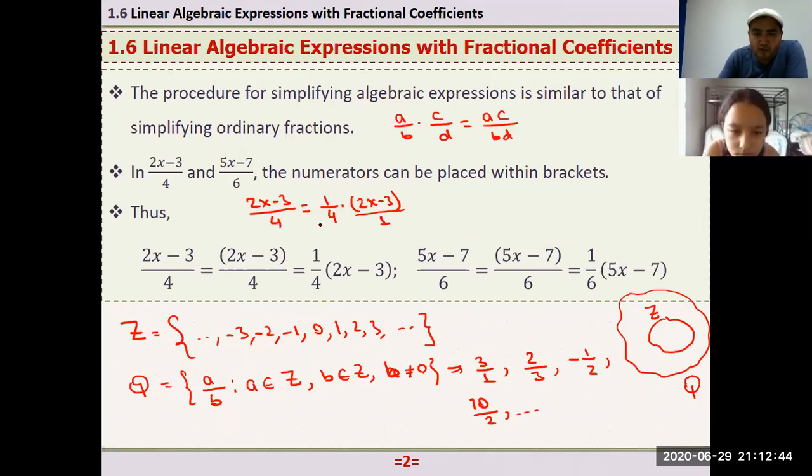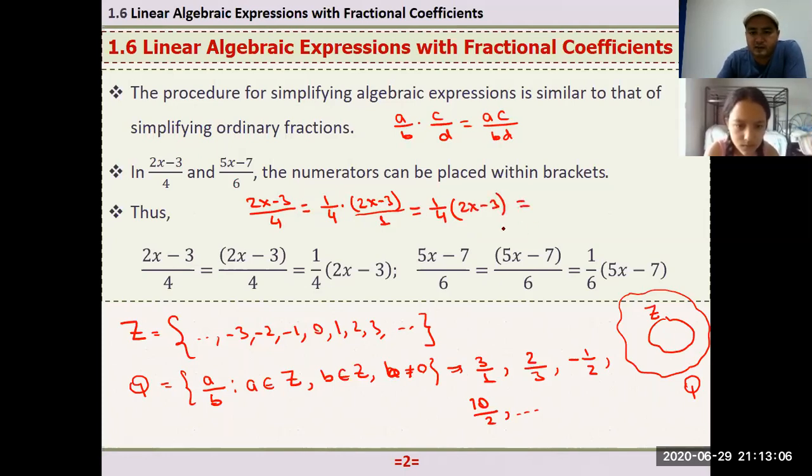1 over 4, because I can write it as 1 times 2x minus 3, and this one is 2x minus 3 over 1. Because 1 times 2x minus 3 is 2x minus 3, and 4 times 1 is equal to 4. That's why I can write this fraction as this. Or if you just write this in this form, 1 over 4 times (2x minus 3).